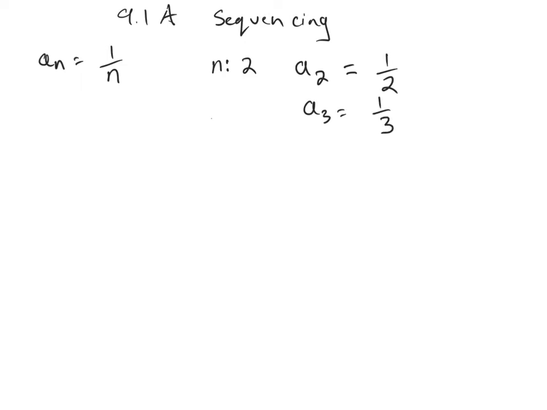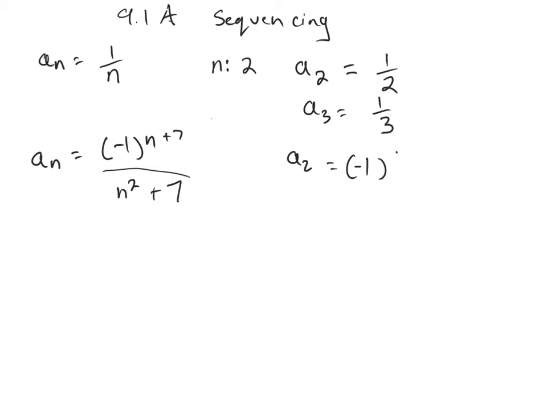A little bit more complex. What if we have, let's say, a sub n equals negative 1 to the n plus 7 on the exponent and n squared plus 7 in the denominator. Well, a sub 2 in this case, we'll just plug in 2 wherever n is. Well, that is negative 1 to the 2 plus 7, which is 9, over 2 squared, that is 4, plus 7. So that is negative 1 over 11. So negative 1 over 11 is a sub 2, and so on and so on.